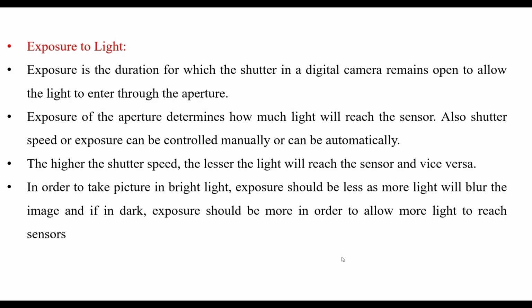Always remember, the higher the shutter speed, the less light will reach the sensor, and vice versa. In order to take a picture in bright light, for example in the sun, exposure should be less, as more light will blur the image. If we stand in the sun and take an image, we can see the sun rays dominating our image, right? So in that case exposure should be less.